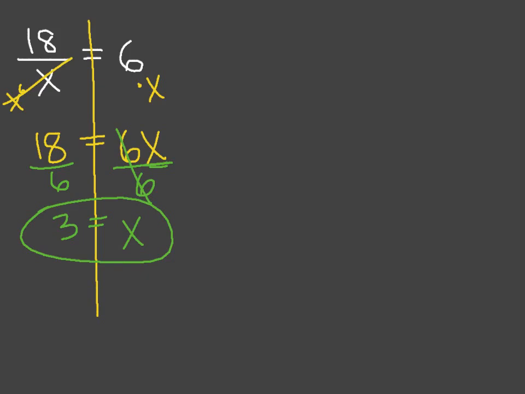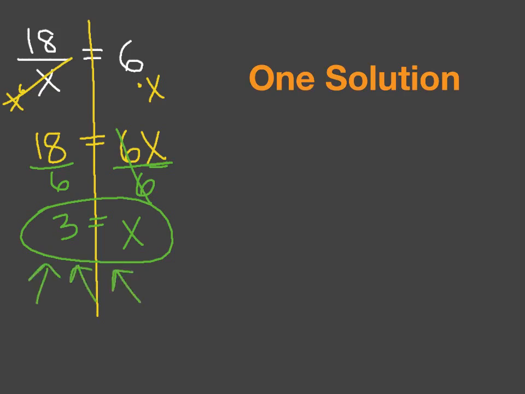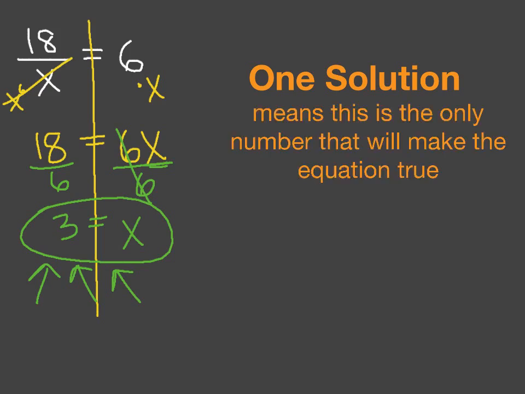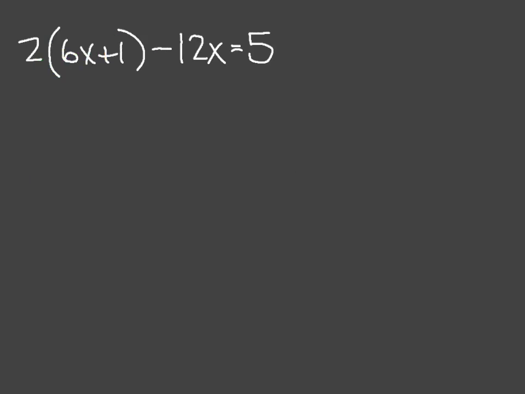Now, as far as types of solution goes, this answer is a one solution answer. And I know it's one solution because I got a number as my answer. I got x equals a number. Now what one solution means is that this is the only number that will make the equation true, meaning no other number in place of x is going to make this calculate out to be 6. So it's one solution because it's the only number that can work.